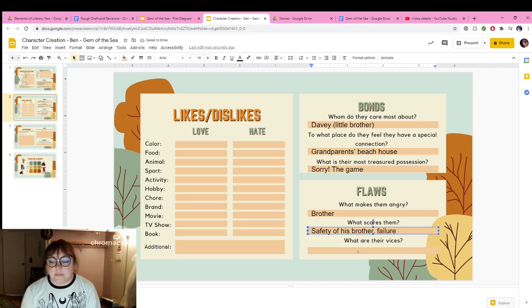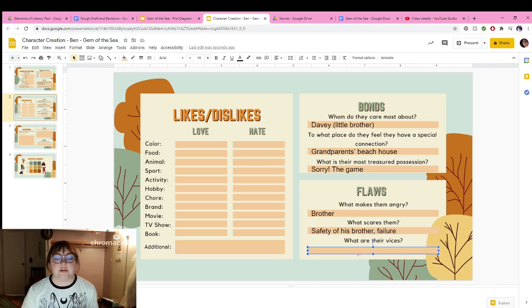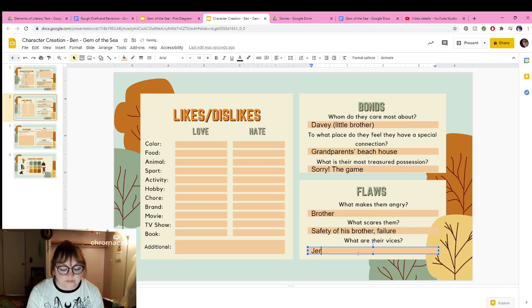Okay. What are their vices? Remember, I told you these are like drugs and alcohol, more seriously. He's a 10-year-old boy. His vices are jealousy and being too bossy, being too in charge.